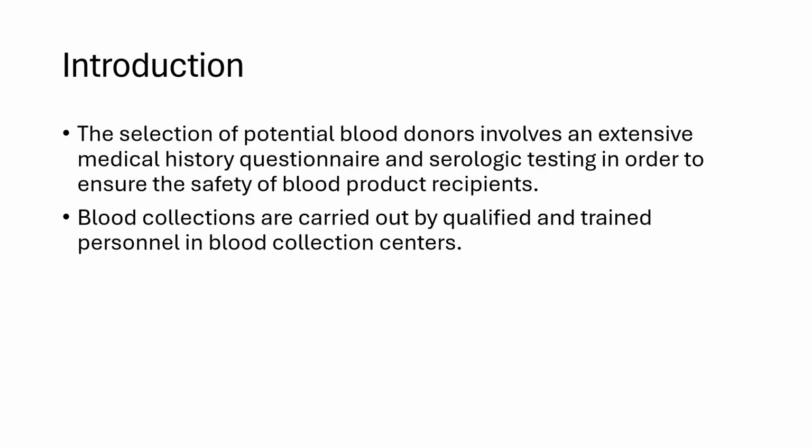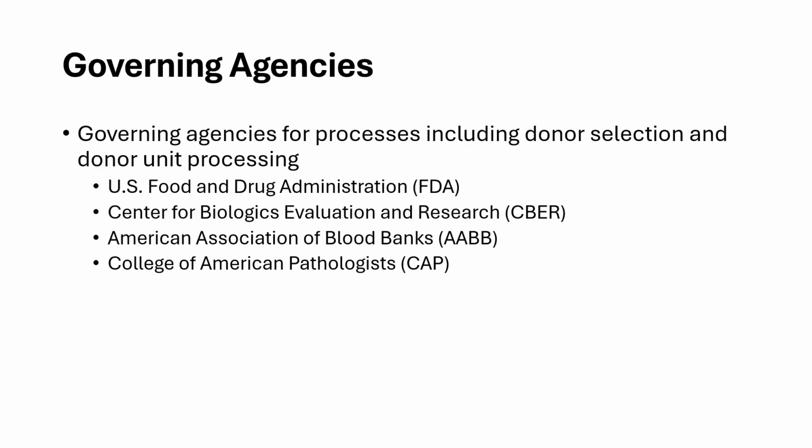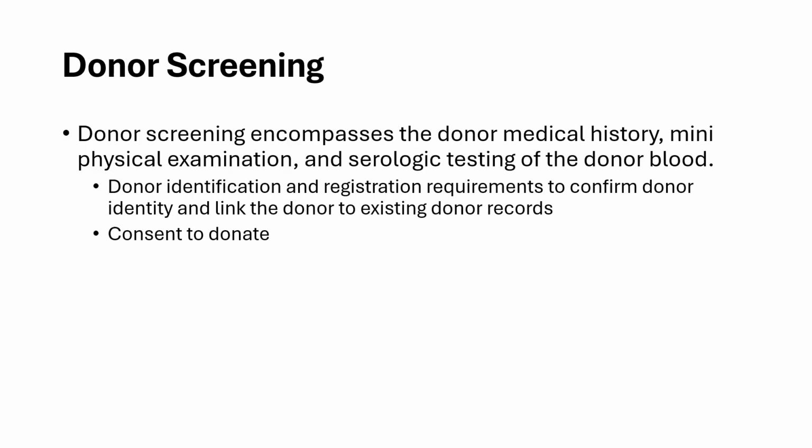The blood collection is performed by qualified and trained personnel, and this happens in designated blood collection centers. There are governing agencies that help oversee the processes, including donor selection and donor unit processing. That would be the FDA, the AABB, and CAP, or the College of American Pathologists, along with the Center for Biologics Evaluation and Research.